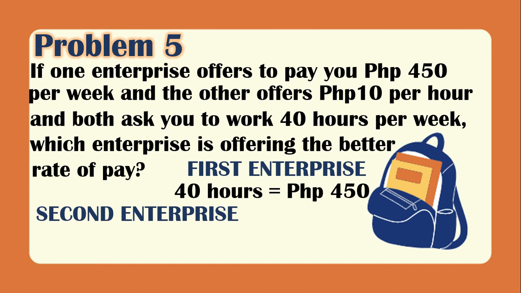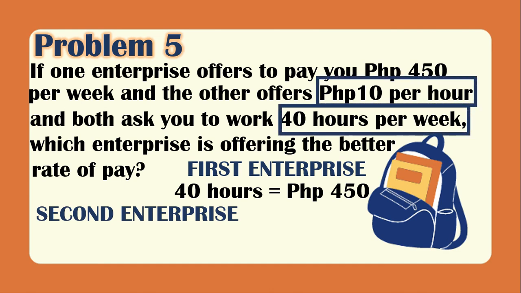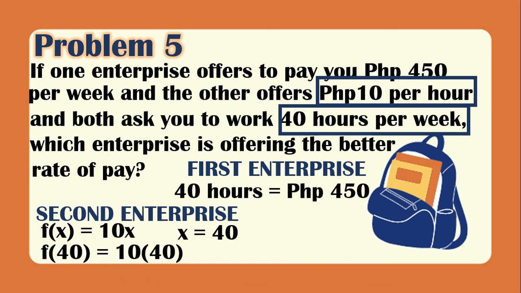While the second enterprise offers 10 pesos per hour and you will work for 40 hours per week. So that is f of x is equals to 10x because that is 10 pesos per hour, and then our x is 40 because you need to work 40 hours per week. So we need to change all the x and make them 40. So that will become f of 40 is equals to 10 times 40. 10 times 40, that is 400. So the second enterprise will only pay you 400 pesos for 40 hours. So meaning the first enterprise offers the better rate of pay, which is 450 for 40 hours of work.